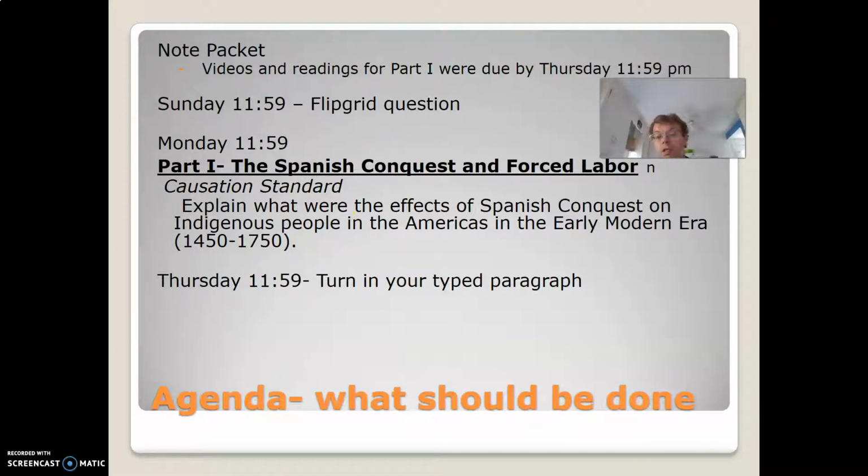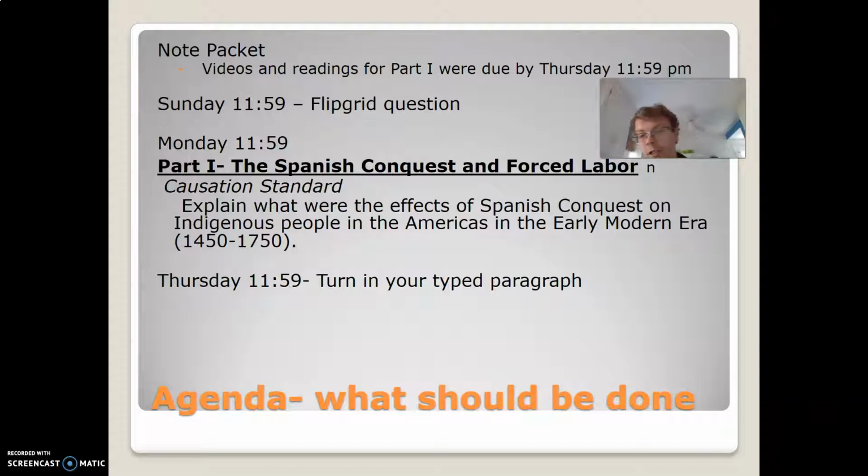So basically at this point, this should be done already. You should have had your Flipgrid question done. Your notes from part 1 on our colonialism and slavery packet should be done. You should have filled out your graphic organizer online. And your paragraph, your writing on what were the effects of colonialism on the indigenous people, should be online.